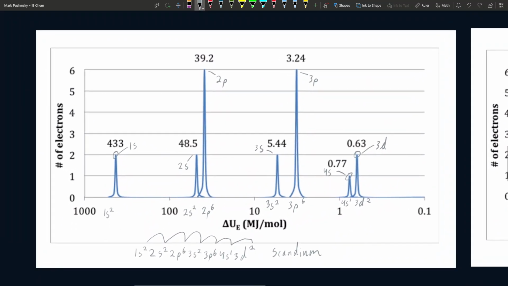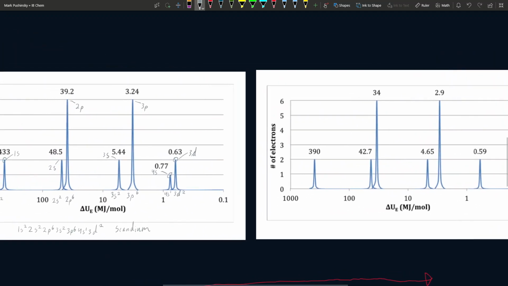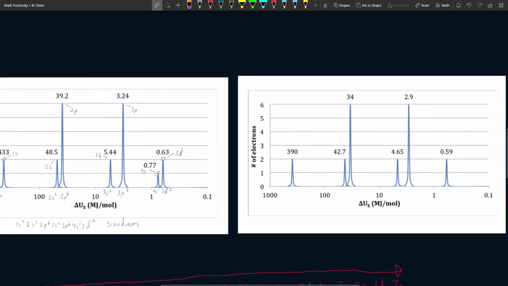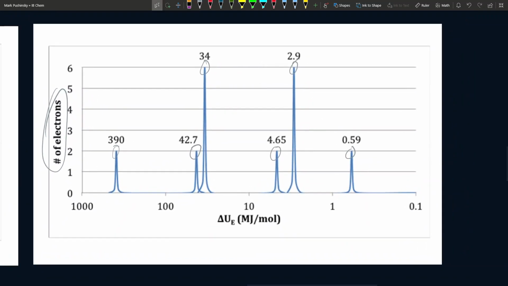So that's essentially how you can figure out the element from a PES graph, where you're given the binding energy on the x-axis and the number of electrons on the y-axis. Here's an example you can try again. All you have to know is that the main axis is the number of electrons, and then you just see where the peaks end up. So give that one a try.